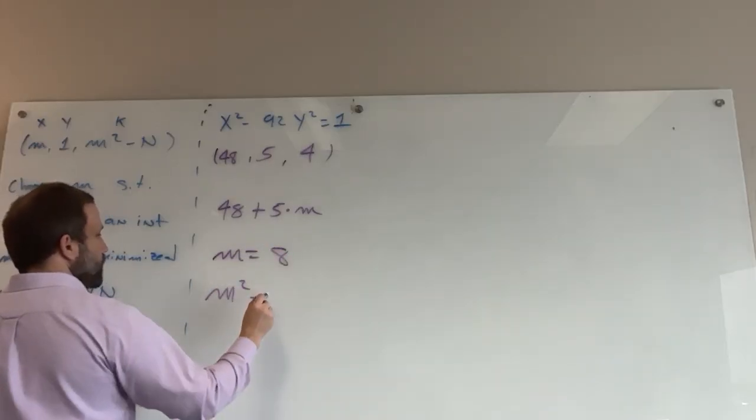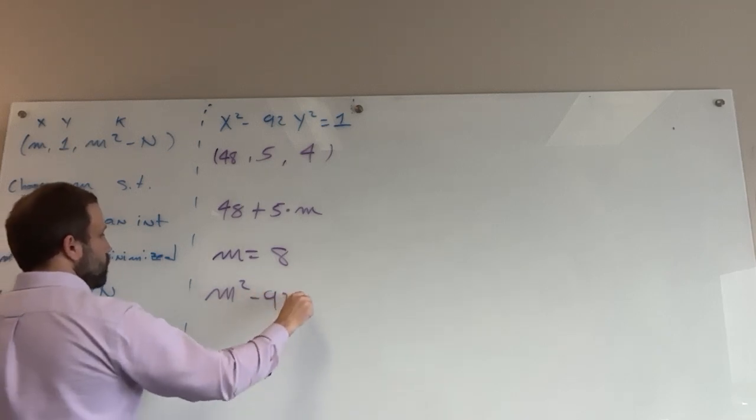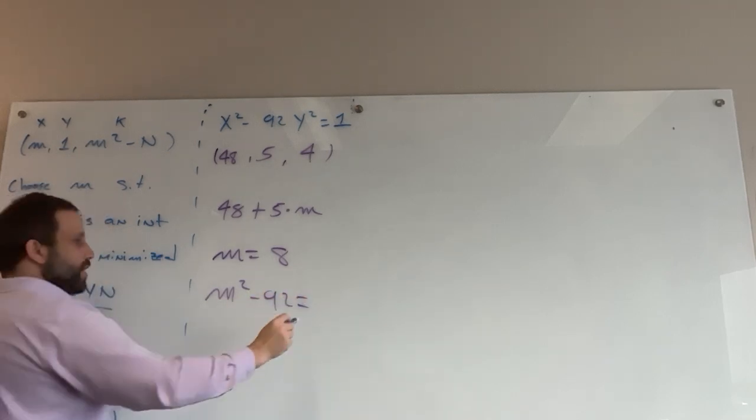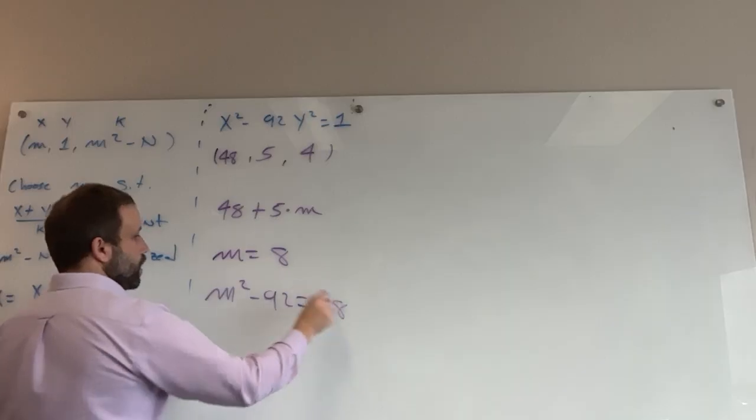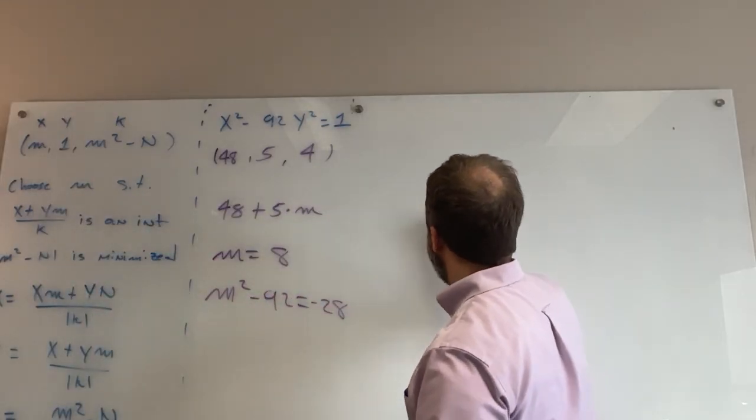M squared minus 28, m squared minus 92. Well, 64 minus 92, this is going to be, again, minus 28. Okay, so now what's x?